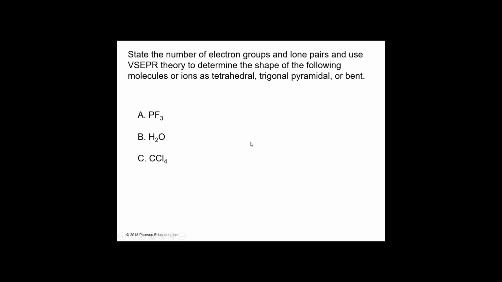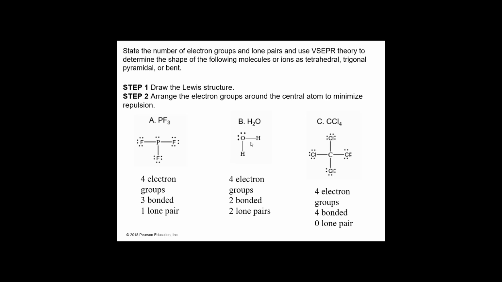Okay, so state the number of electron groups and lone pairs and use the VSEPR theory to determine the shape. So we have 3, and I think they're all on the same page, so I can't break these up. So I'm just going to show them and discuss them. It's a lot easier this way. So let's pretend we did the Lewis structure for all of these, and we break this down. This one has 4 electron groups. It has 3 bonded and 1 lone pair, so that's going to help you look that up. Water has 4 electron groups, 2 bonded and 2 lone pair.